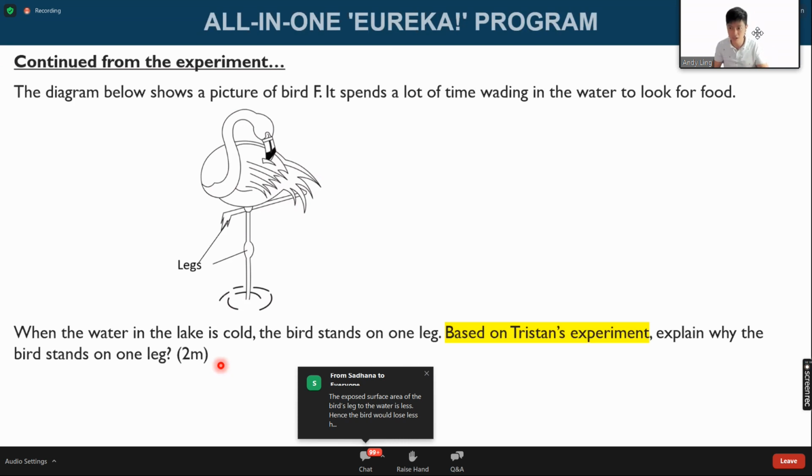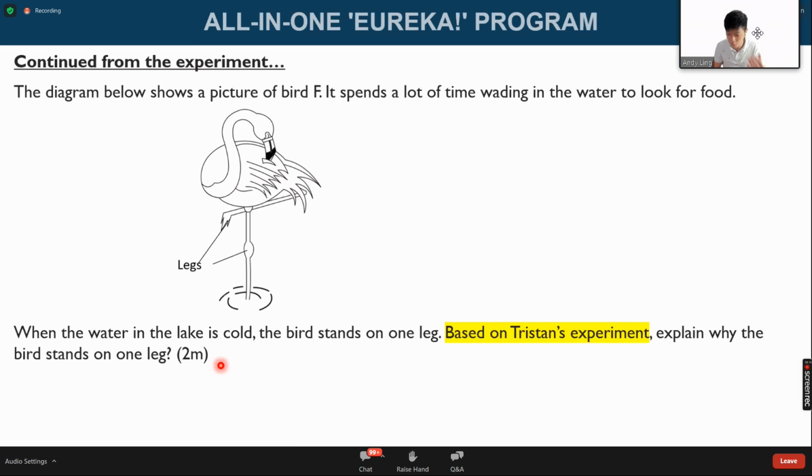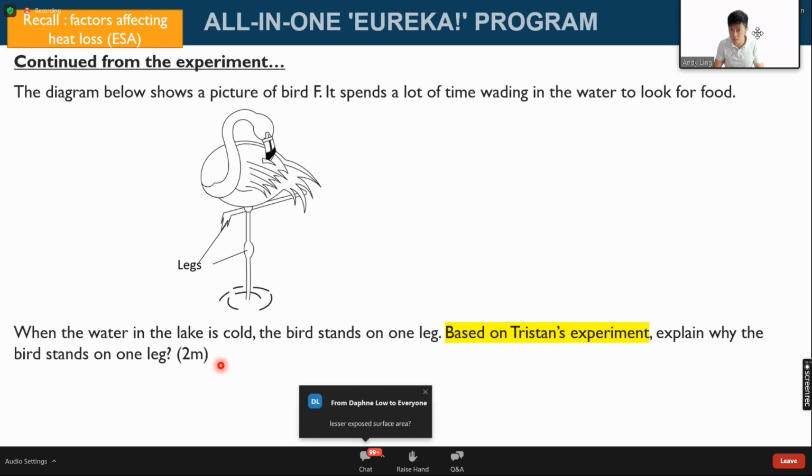Remember, we are practicing on linking back to the science open-ended questions. So first thing, let's do RA. What is the first one? Recall. Factors affecting the rate of heat loss, which is exposed surface area. And for the factors affecting rate of heat loss, there's a new answering technique.